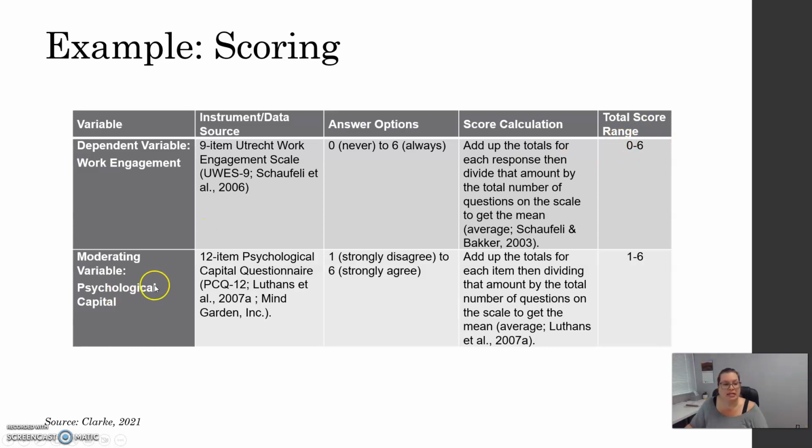And then I did the same thing for the moderating variable. I used the PCQ-12. Answer options were 1 to 6, from strongly disagree all the way to strongly agree. Same thing here, mean score. And then the total ranges were 1 to 6.